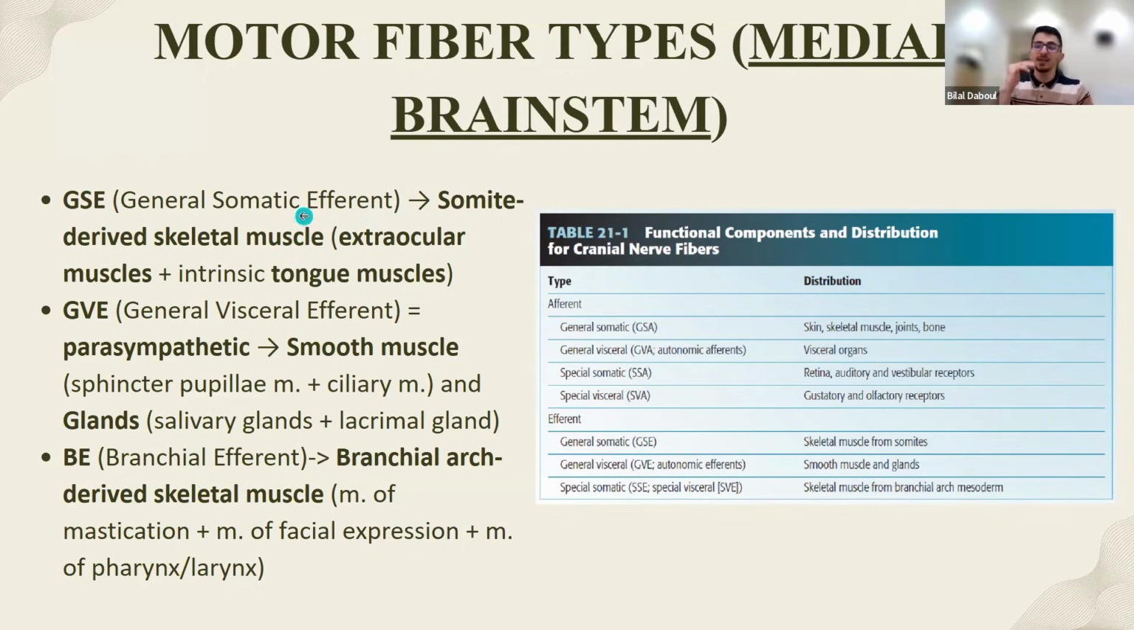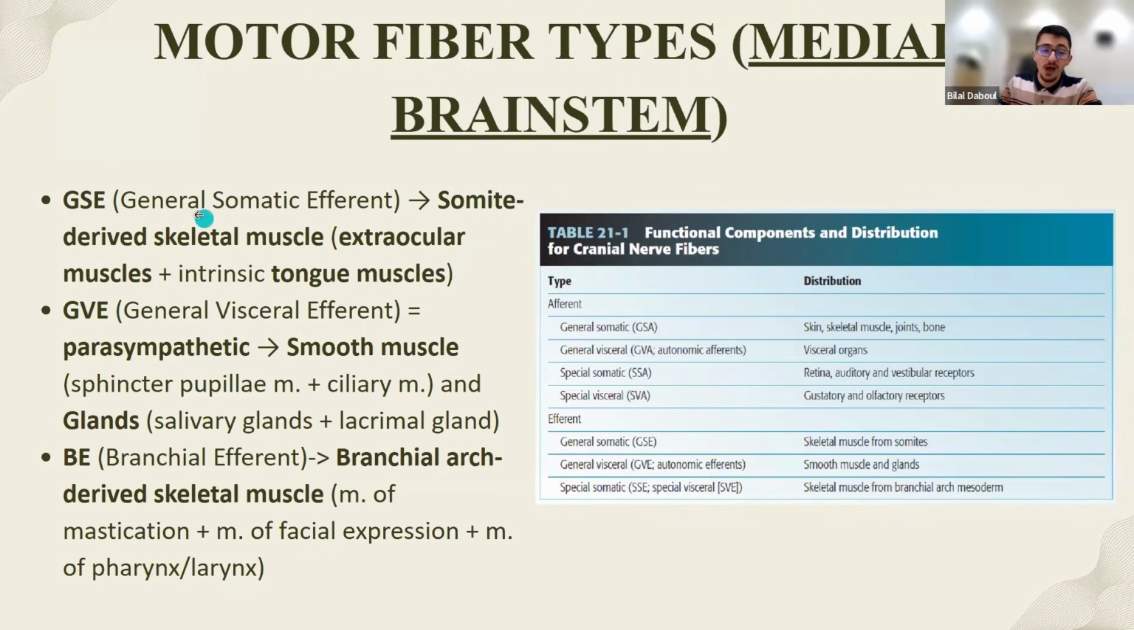We have three major categories of fibers, motor fibers specifically. We have GSE fibers, GVE fibers, and BE fibers. I'll explain what this means exactly. General somatic efferent. When it comes to the classification of motor fibers, we have two major groups of skeletal muscles in the head and neck region. We have somite-derived skeletal muscles, and somites are embryological structures that give rise to skeletal muscle. And we also have another group, which is branchial arch-derived skeletal muscle.